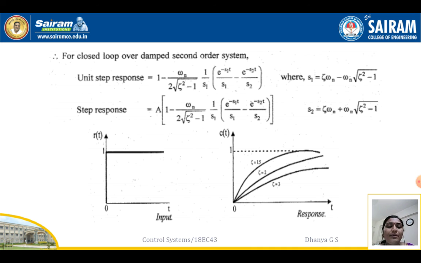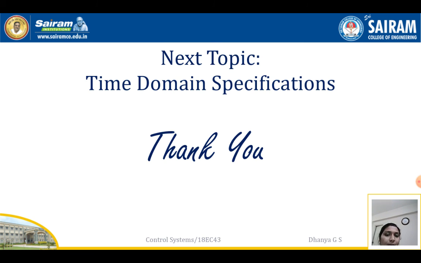Now we can see the waveform over here. The unit step input you are giving and the response you are getting varies with respect to zeta values. We know that zeta is greater than 1, so you can take any value of zeta and get the corresponding waveform over here. So by this we are finishing all the conditions: zeta equal to 0, zeta greater than 1, zeta less than 1, as well as zeta equal to 1. All the conditions we have finished. The next topic will be time domain specifications. Thank you.